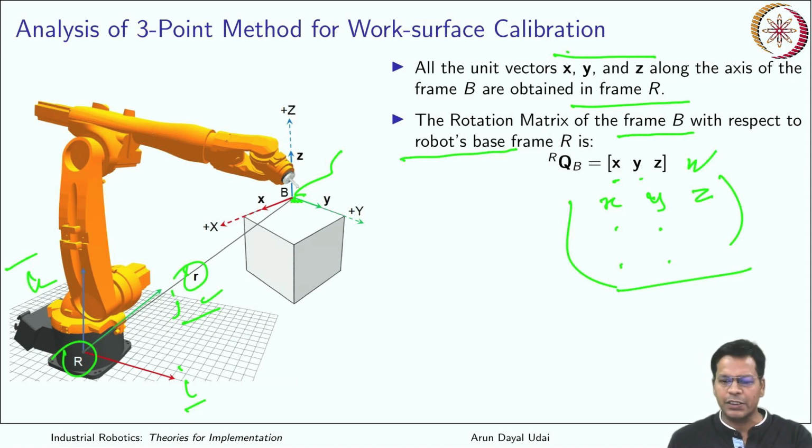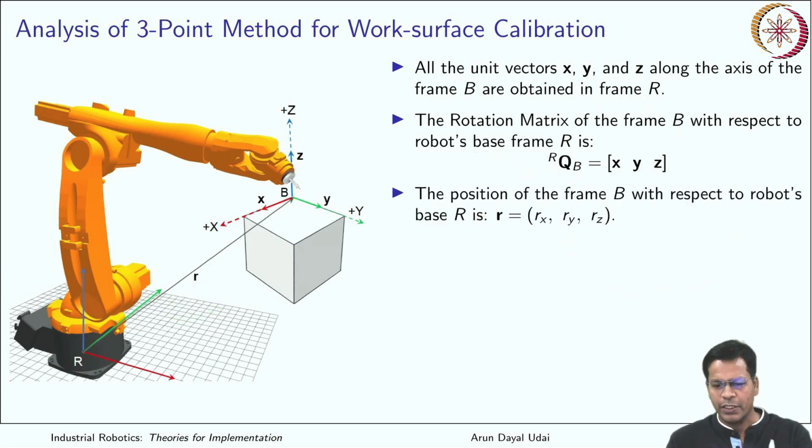What type of matrix is that? It is the rotation of frame B with respect to the robot's frame, that is this frame. Got it? So you quickly got the orientation matrix of frame B. You already had r, given by Rx, Ry and Rz, that is the projection of r along x, y and z. So everything is now known.